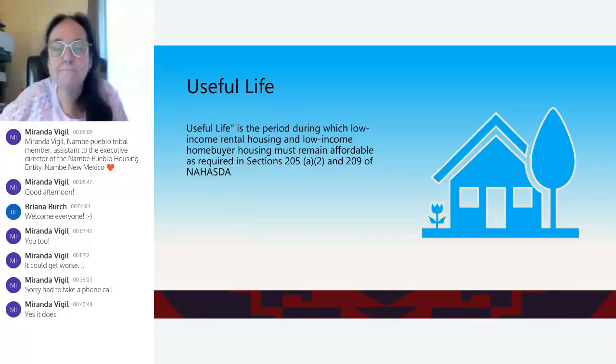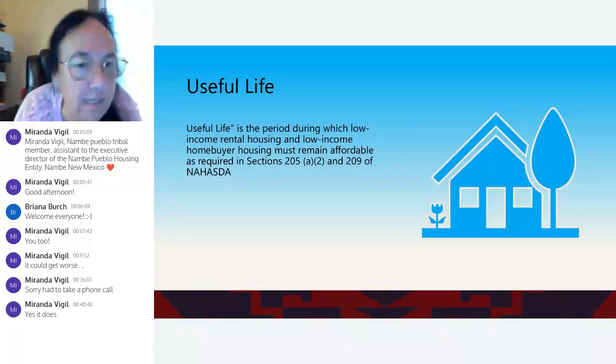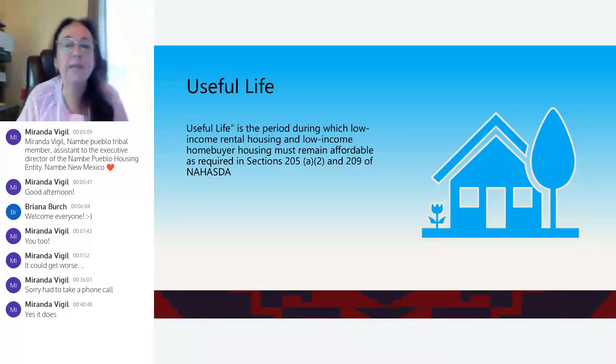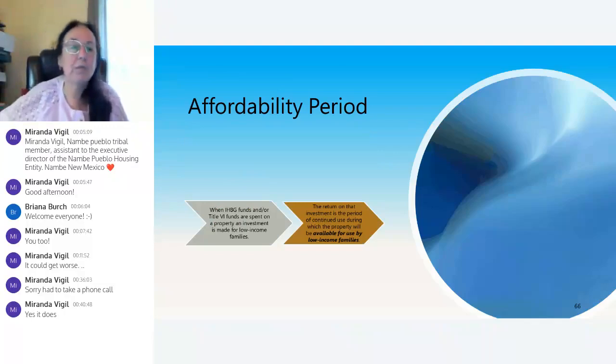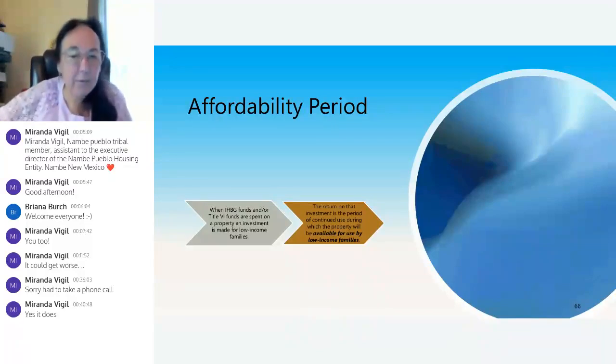So it's the period of time during which the low-income rental housing or homebuyer housing has to remain affordable, as required in sections 205(a)(2) and 209 of the NAHASDA statute. Your affordability period is when block grant or Title VI funds are spent on a property and an investment is made for low-income families. The return on that investment is the period of continued use during which that property needs to be available for use by low-income families.